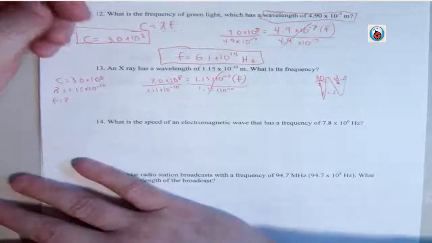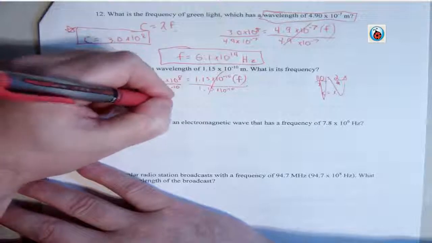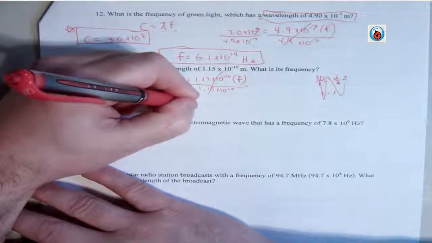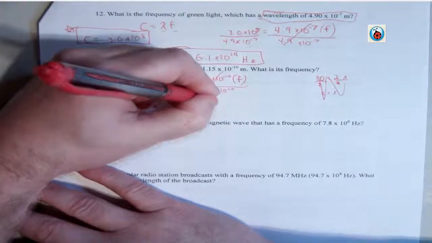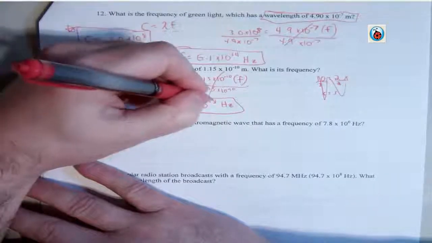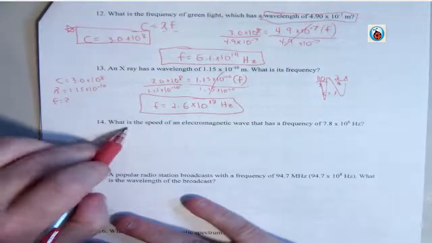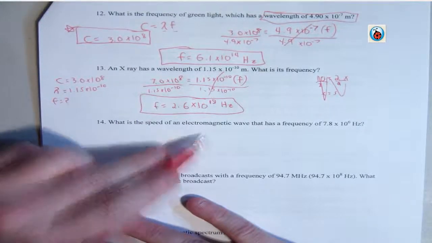Easy. It's Algebra 1. That's all it is. This is middle school algebra, actually. It just keeps getting easier. 10 to the 18, frequencies in hertz. There you go. Easy. What is the speed of electromagnetic wave that has a frequency of that?